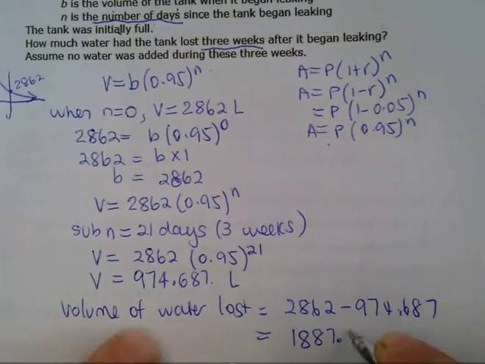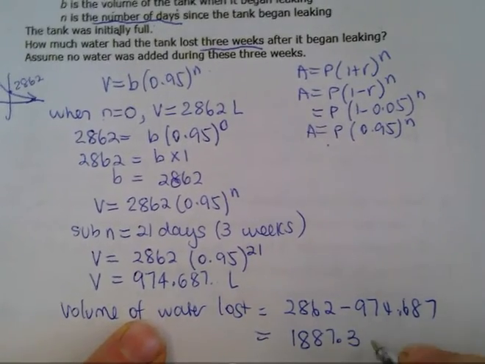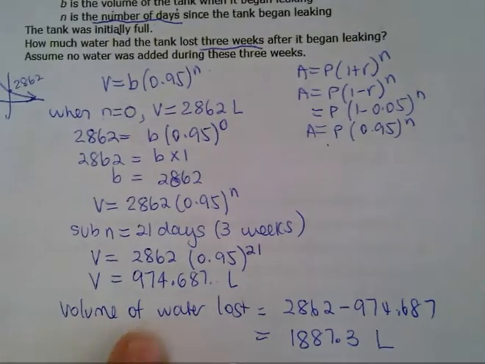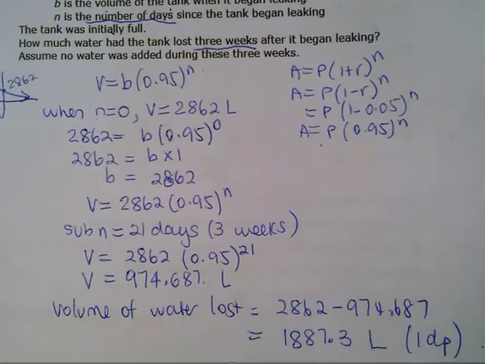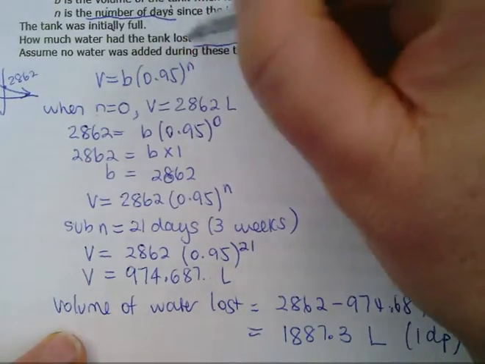1887 point, I'll just go to 1 decimal place. 3 litres. 1887.3 litres, giving it to 1 decimal place. So please, how much water had it lost?